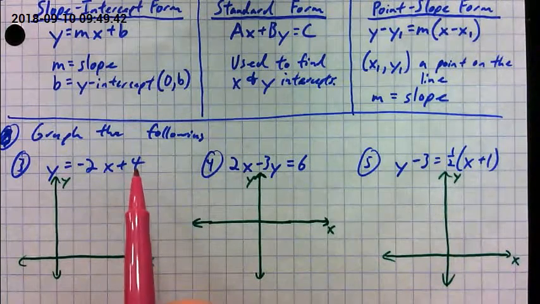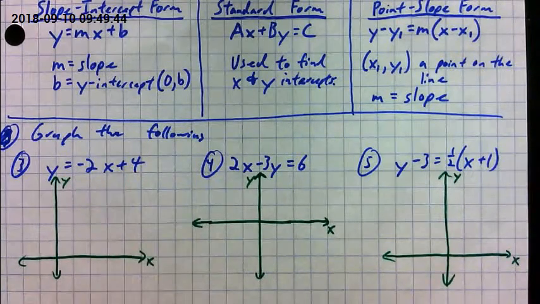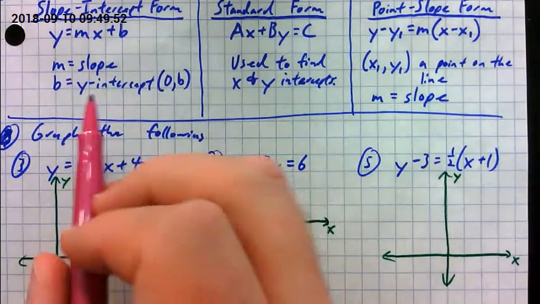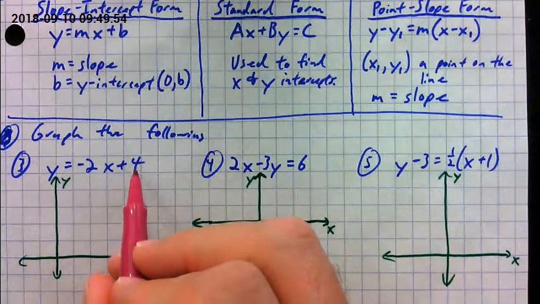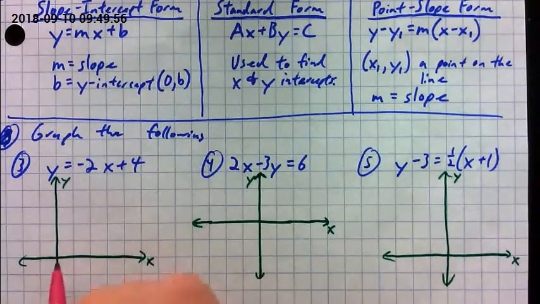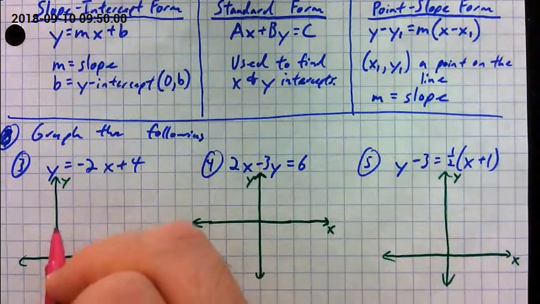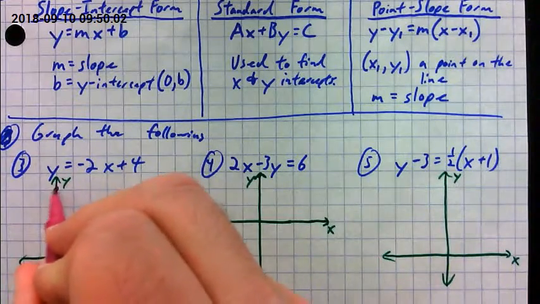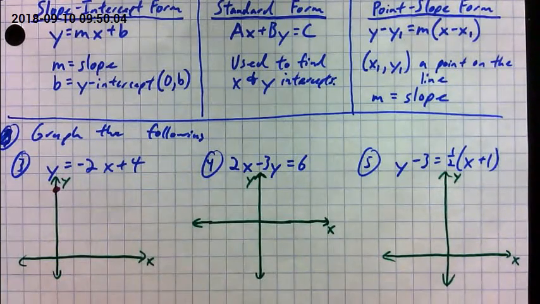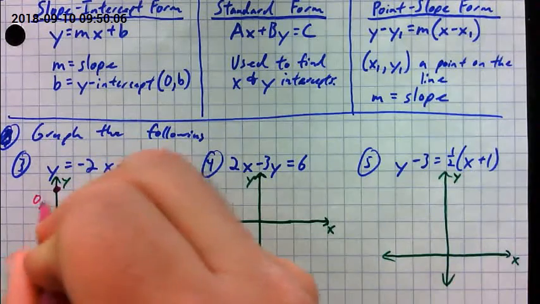The reason why we have to start with that 4 is because we need a starting point. The slope doesn't give us a point on the graph to start from. So we need to start with a point. So here we're going to use the y-intercept, and the y-intercept on this one is 4. So we're going to go on our y-axis here and go up 4. 1, 2, 3, 4. So I have a point at 0, 4.